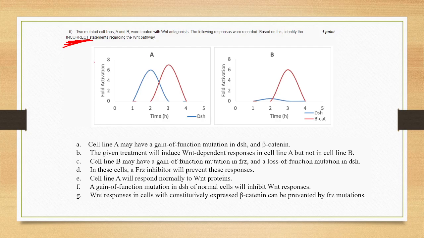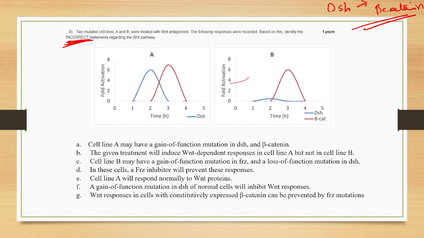Now here you see, the red one is your beta catenin and the blue one is your disheveled. So beta catenin and disheveled should go hand in hand. Hand in hand means disheveled only helps in preventing the beta catenin from getting destroyed by the beta catenin destruction complex. Now, the first point says cell line A may have a gain of function mutation in disheveled and beta catenin. Okay, this looks fine to me.